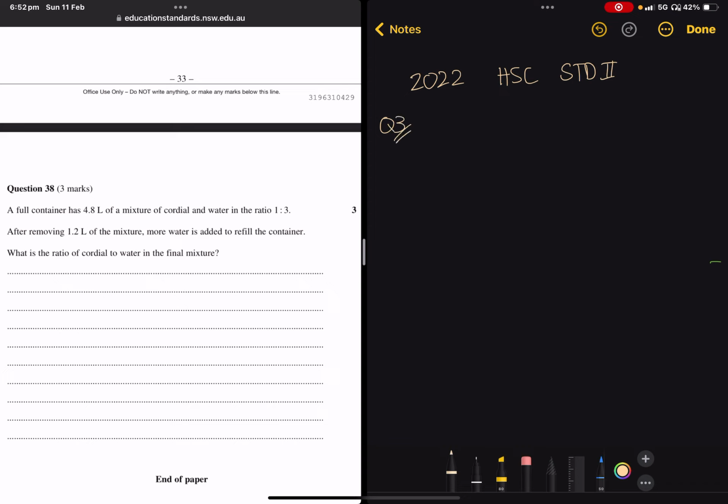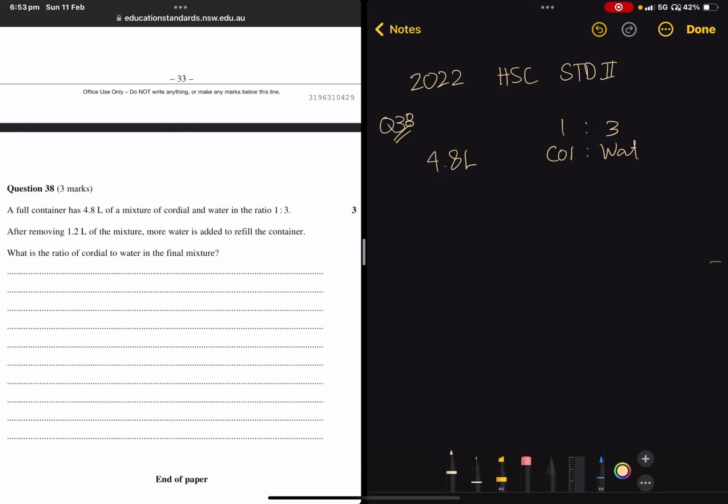So we're told a full container has 4.8 litres of a mixture of cordial and water in a ratio of 1 to 3. Okay, so we're going to write down some of this as we're going along. So we have 4.8 litres and the mixture is cordial to water, in a ratio of 1 to 3. After removing 1.2 litres of the mixture, more water is added to refill the container. What is the ratio of cordial to water in the final mixture?